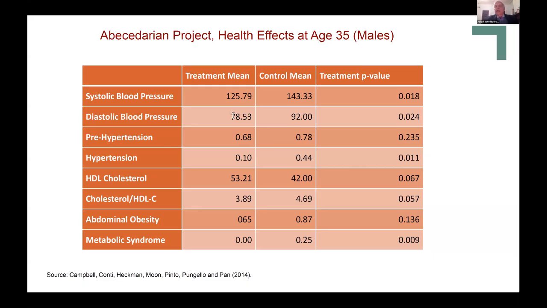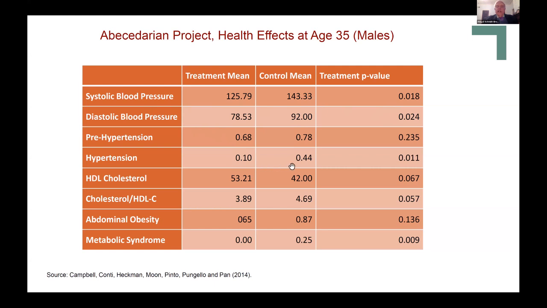So here's something that's puzzling for many people. We looked at the children of the ABC. We looked at the original participant. And we looked, for example, at their blood pressure compared treatment to the control. And you can see the blood pressure is substantially lower, almost 20 points, 18 points. Statistically significant. The diastolic blood pressure is also significantly lower, a good 14 points.